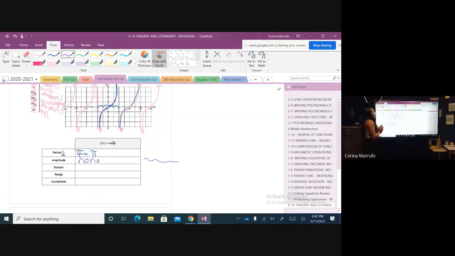Domain. The domain is going to be all our x values that are covered here. Okay, so our x values are going to be all real numbers except for wherever we have an asymptote. So we have asymptotes at -3 pi over 2. So x cannot equal -3 pi over 2. It cannot equal -pi over 2. It cannot equal pi over 2. And it also cannot equal 3 pi over 2. And then, of course, our graph keeps going and going. We just happen to stop there.